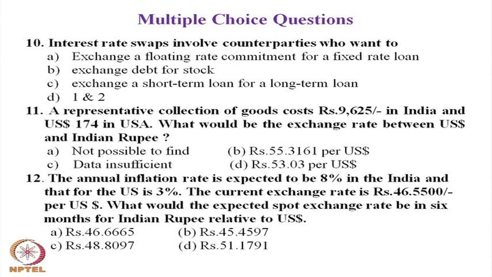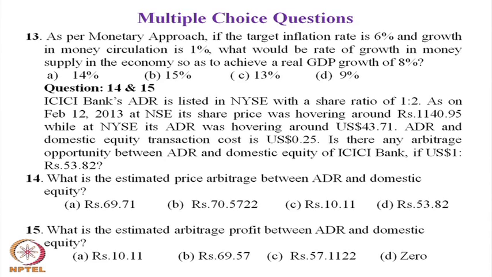Number 13. As per monetary approach, if the target inflation rate is 6% and growth in money circulation is 1%, what would be the rate of growth in money supply in the economy so as to achieve a real GDP growth of 8%?